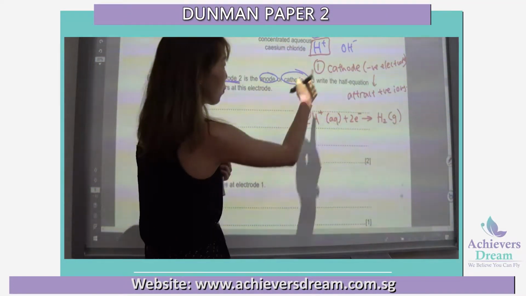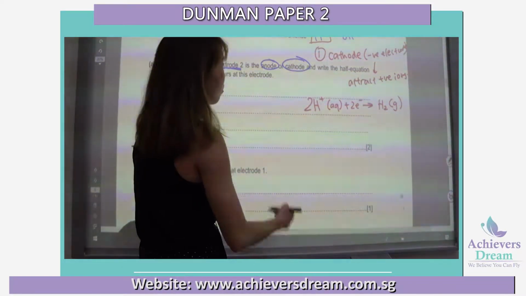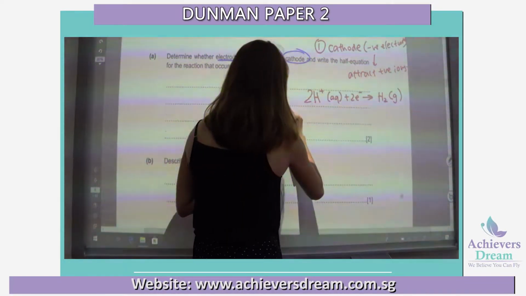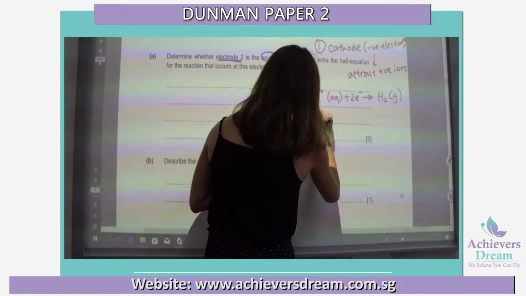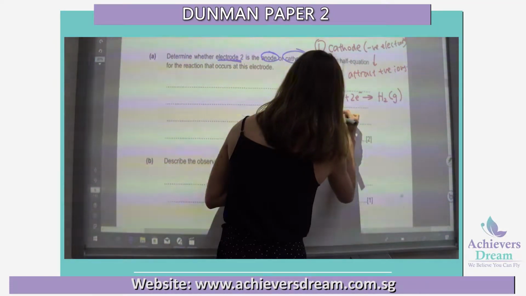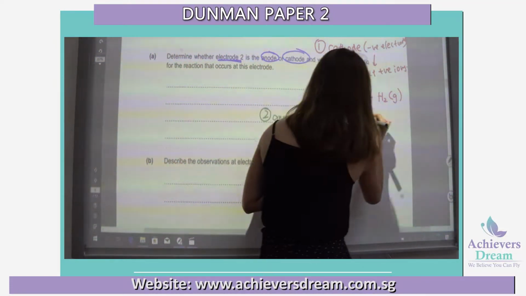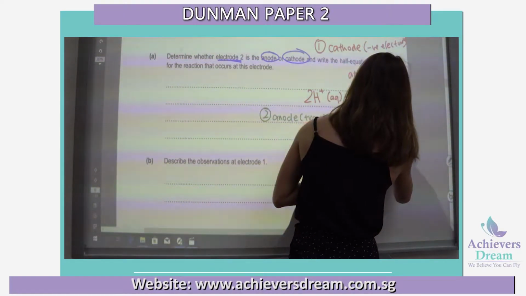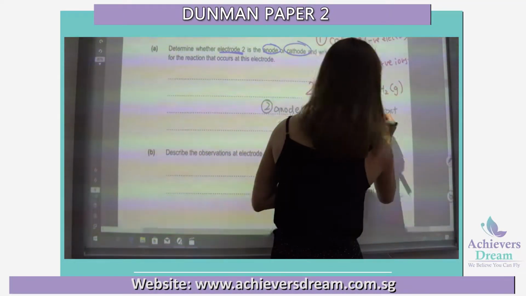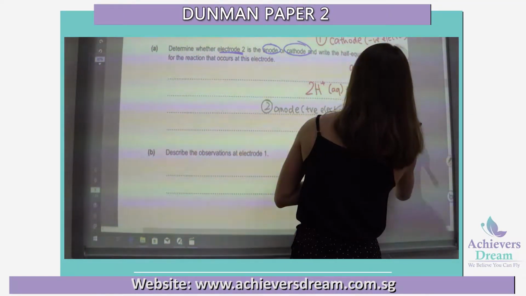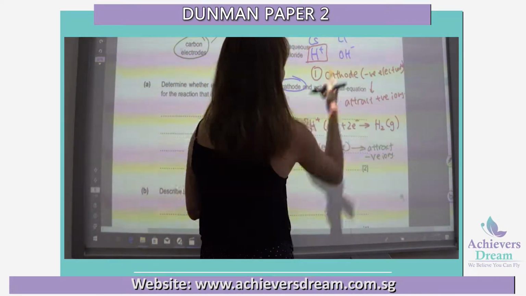Okay, so this is the half equation for my cathode. Then now let's look at the anode. Anode is my positive electrode, so it will attract my negative ions. Okay, then I have Cl minus and OH minus.